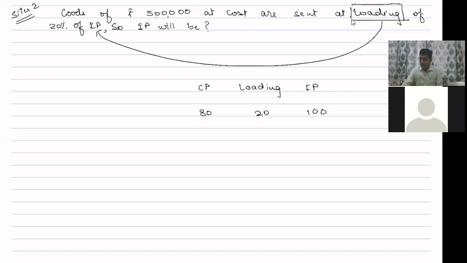While doing the calculations in the flow, what students do is IP 100, loading 20, cost price 120, and therefore if 100 is 5 lakh, then 120 will be equal to 6 lakh rupees. And that is what the students do. I have observed it, I've seen it personally. And that's what is not correct. All right. So please do take care of that.